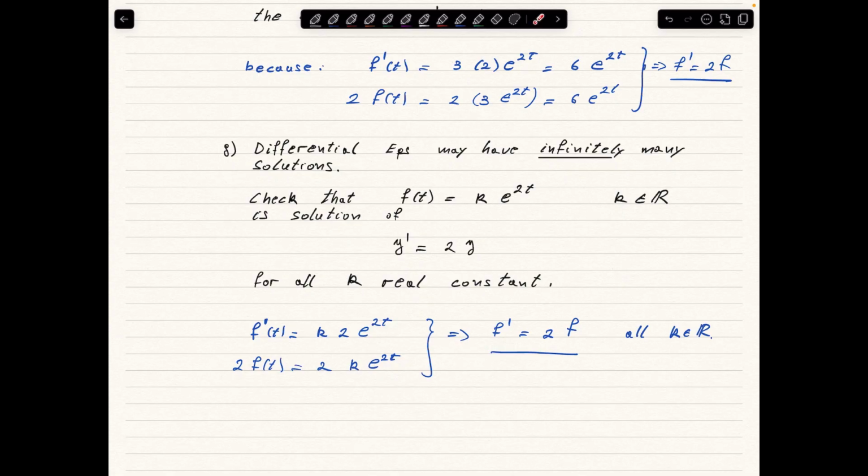So, differential equations may have infinitely many solutions. Sometimes we are interested not in finding all solutions of a differential equation, for example, like here, all solutions for any value of the constant k, but instead we are interested in finding, among all solutions, one particular solution that satisfies some extra condition.